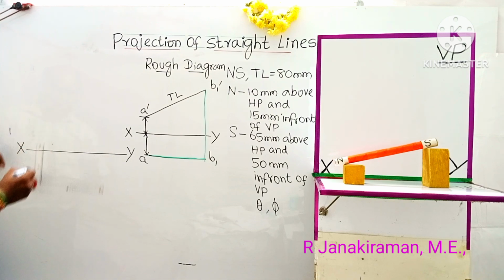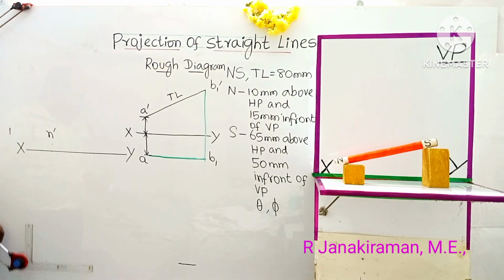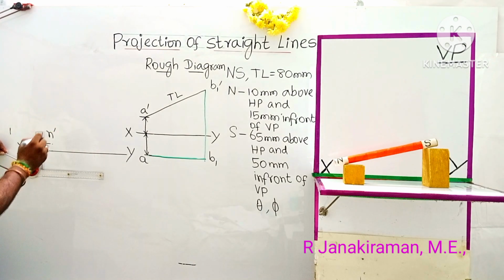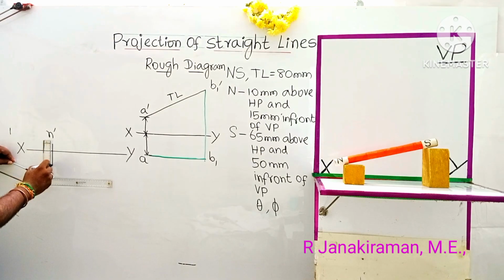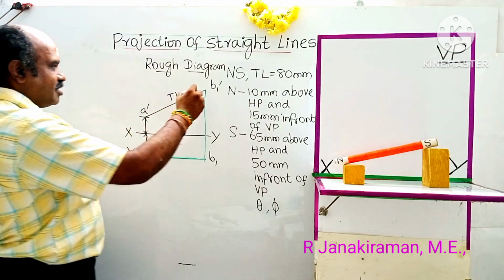Okay, this point is located as, here it is given as NS, the name of the diagram. So instead of A dash you put N dash. Let us dimension this. It's a small distance, 10 mm. You can put the arrowhead like this, outside of the dimension line. 10 shall be written like this. Next, this is another end.